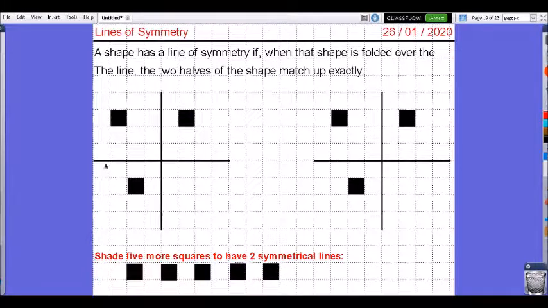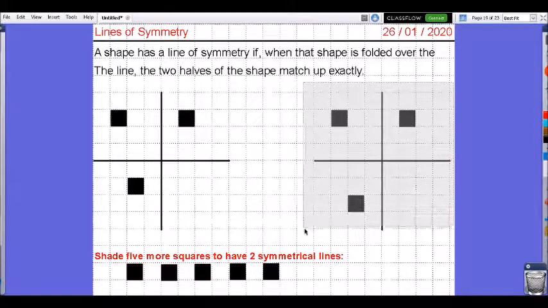Now it's about shading. They're giving you here a question asking you to shade 5 more squares to have 2 symmetrical lines. So here we have 2 symmetrical lines. They need you just to shade 5 more squares to make them look exactly the same. But there is just here a question, there is a mistake, we need to take that square down. That's it.